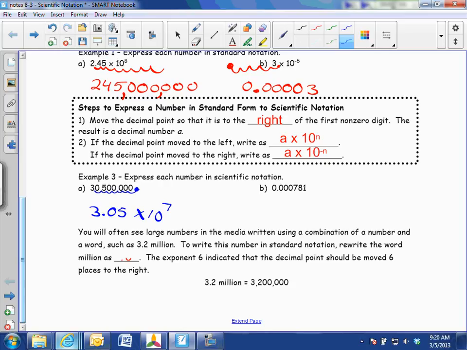Okay, how about on B? How many places do we have to move this? 4. 1, 2, 3, 4. You're right, it's going to be negative. So times 10 to the negative 4. What's our number out front? Something like 1.